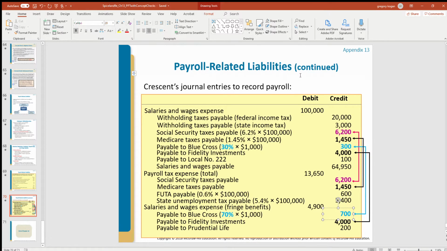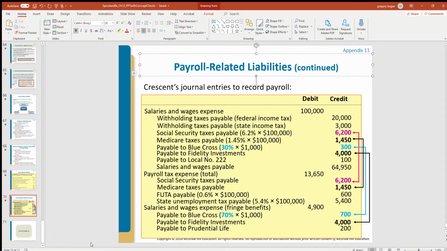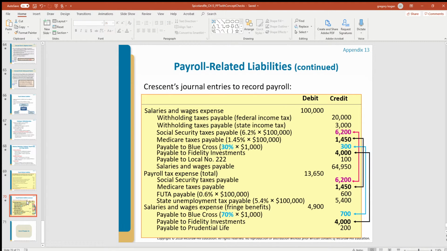So this is the payroll entry, and I would review this a couple of times and review it in the text, and there's going to be a few more questions in the homework that we're going to do in further detail on this one.